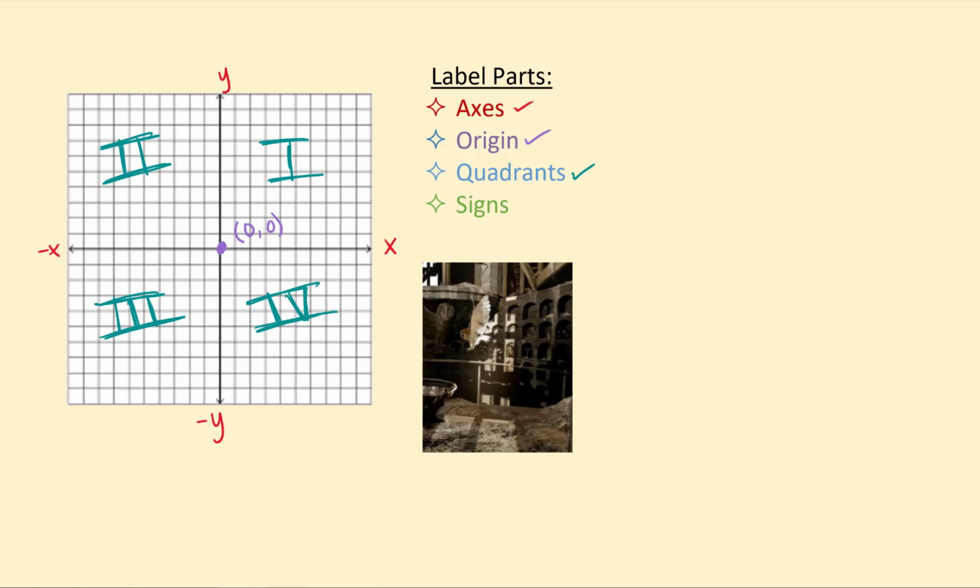And then the last part that we need are the signs. Is x positive or negative? Is y positive or negative? And what order do they go in? In quadrant 1, x is positive and y is positive. In quadrant 2, x is negative but y is positive. In quadrant 3, they are both negative. And in quadrant 4, x is positive and y is negative.